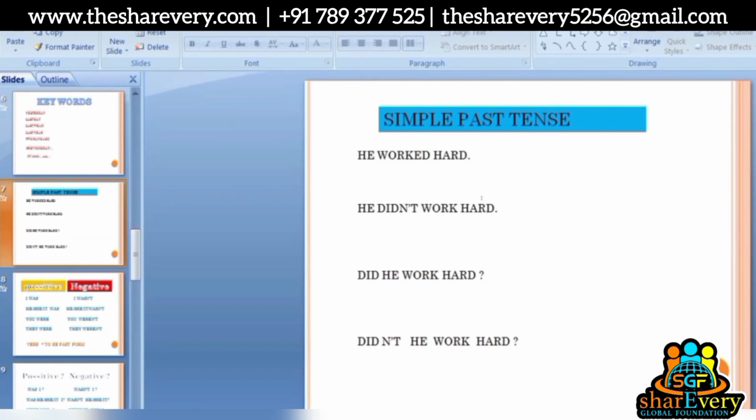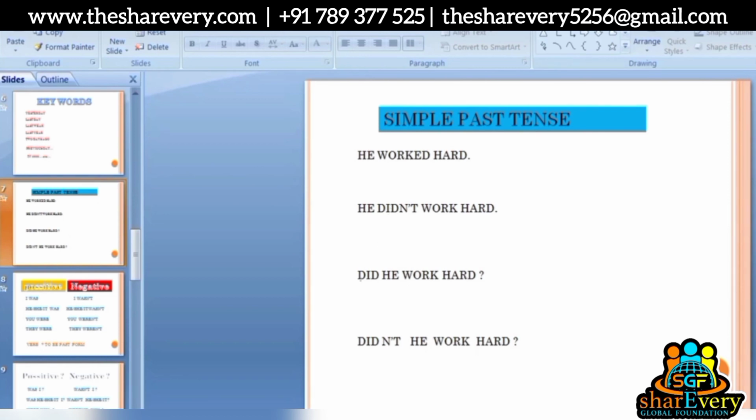This is very important. If you know this point, you can easily understand how to question and how to answer. So, what is language? Language is nothing but the exchange of our ideas, asking questions and giving answers. He did not work hard. This is the negative form of the sentence. So, did is the helping verb which we bring out.